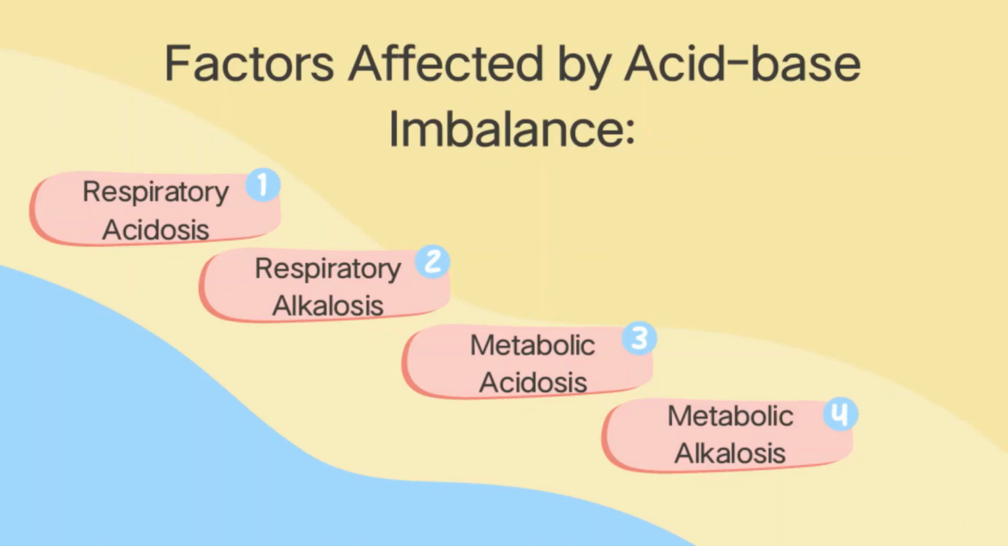Factors affected by acid-base imbalance. The following four clinical entities can occur: respiratory acidosis, respiratory alkalosis, metabolic acidosis, and metabolic alkalosis.